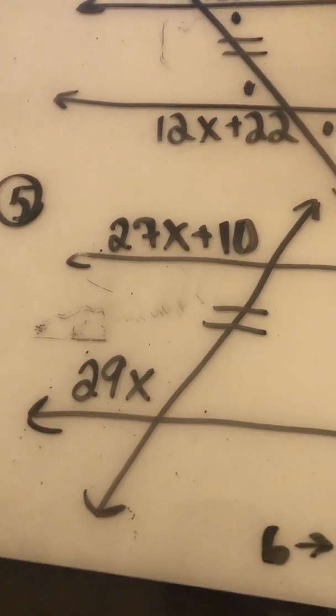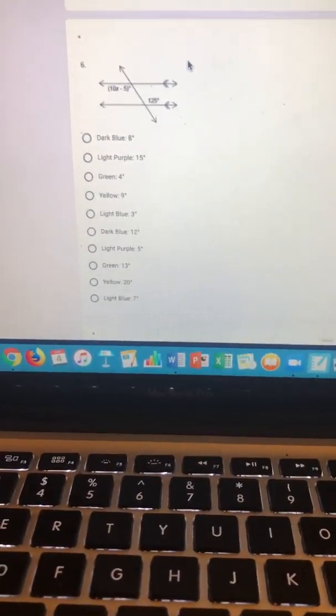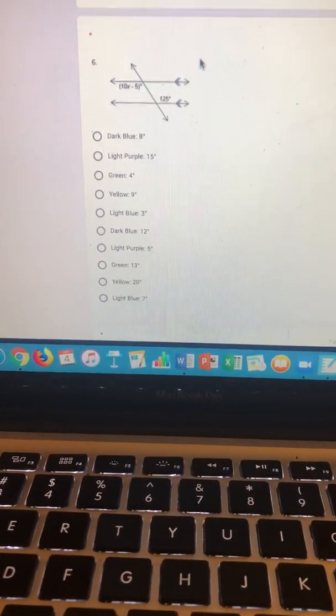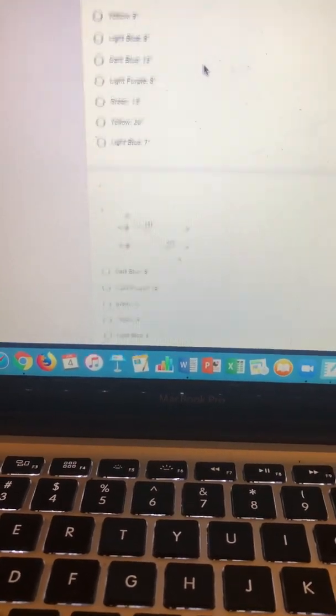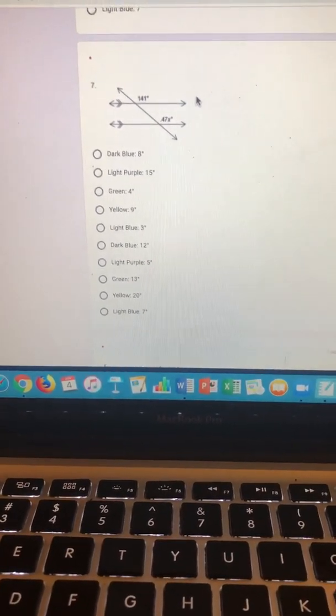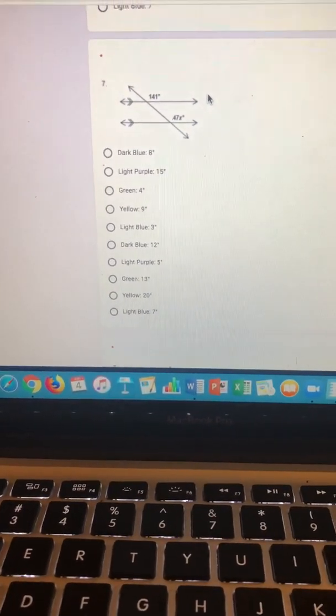Okay, moving on in the form. Number 6, let me get to it. Number 6 is similar to number 1 that I already modeled for you on the doc. So you can locate the work for that there. They are alternate interior, which means they are equal. Number 7 is similar to number 5 and 2. They are corresponding, which again means they are equal. So you would set it up, solve for x.